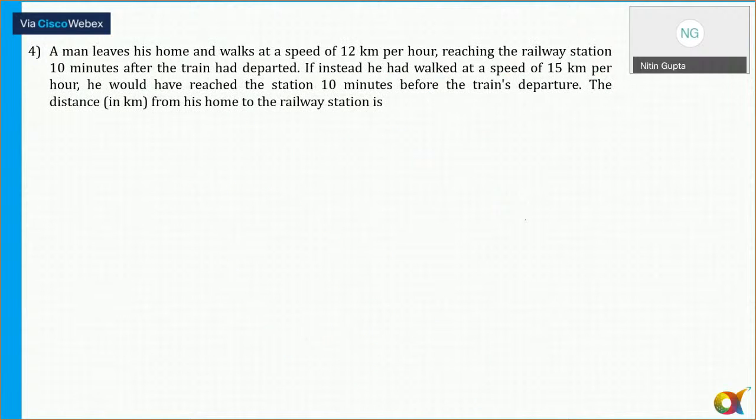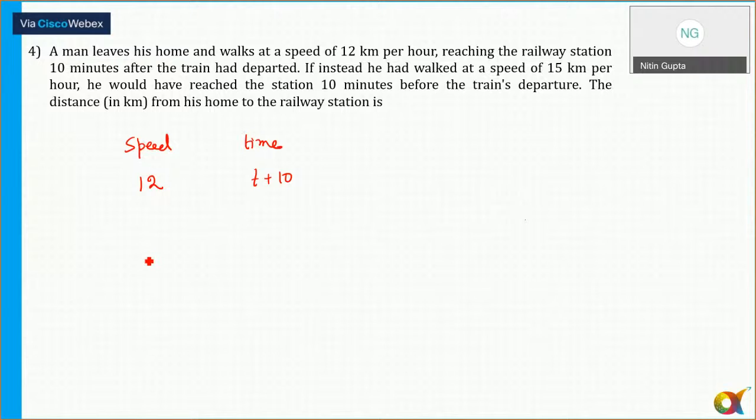That is question number 4. Another very interesting question here. We can solve it by a lot of different methods. It says a man leaves his home and walks at a speed of 12 kilometers per hour, and reaches the station 10 minutes after the train had departed. So it is late by 10 minutes. So I can say the time taken by him is t plus 10.